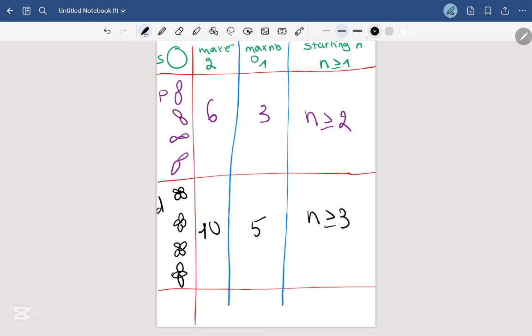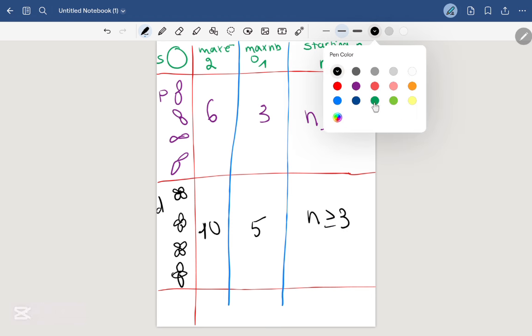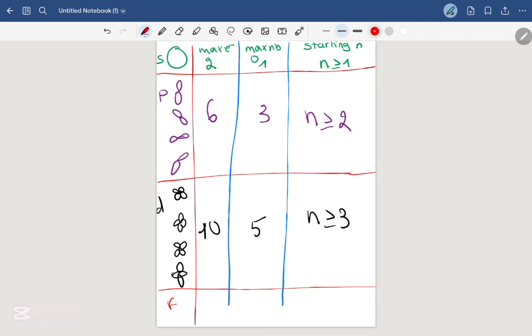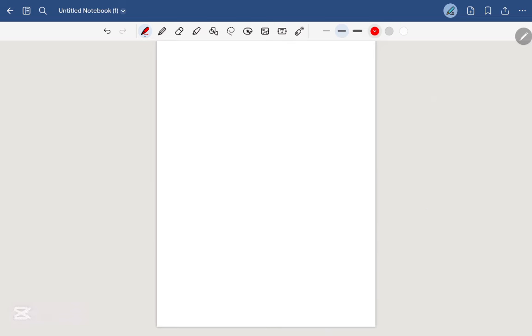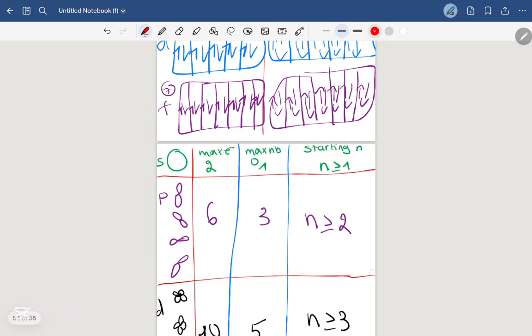Now last but not least, we have F orbitals. We don't have to take any of their shapes, but we know that they have a maximum of 14 electrons, 7 orbitals, and N is greater than or equal to 4. And just like that, alhamdulillah, we finished 1.3. How many pages did 1.3 take? I don't know, but it took a lot of pages.